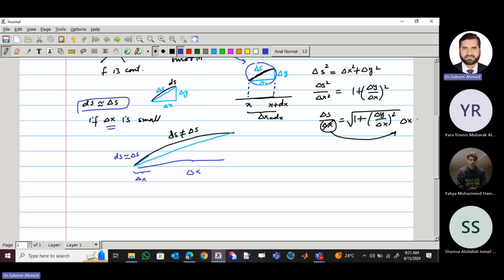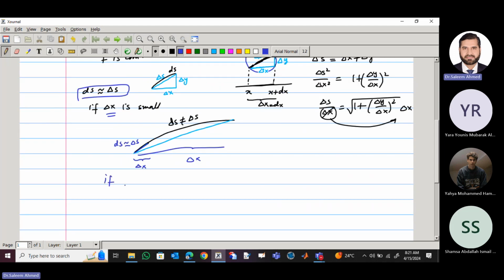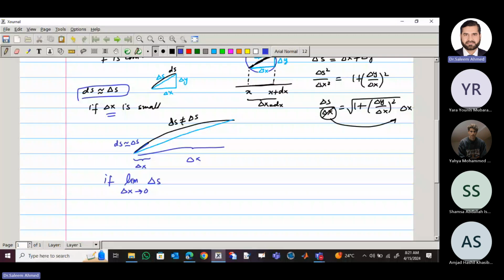Okay. And if I take the limit as delta x goes to 0 of delta s, then it will be exactly equal to ds. So here, if I take the limit on both sides, the limit as delta x goes to 0 of delta s, and here the limit as delta x goes to 0 of this whole thing, square root of 1 plus (delta y by delta x) squared.